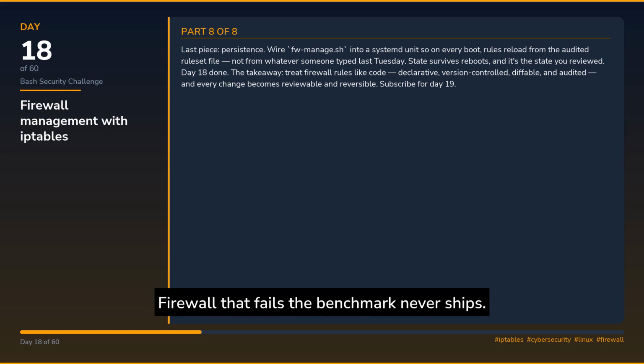Have the script emit a pass/fail compliance report to stdout so it runs as a pre-deploy gate in CI. A firewall that fails the benchmark never ships. Last piece, persistence. Wire fw-manage.sh into a systemd unit so on every boot, rules reload from the audited rule set file, not from whatever someone typed last Tuesday. State survives reboots, and it's the state you reviewed.